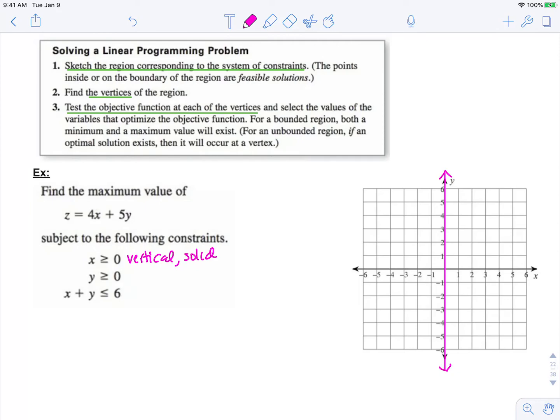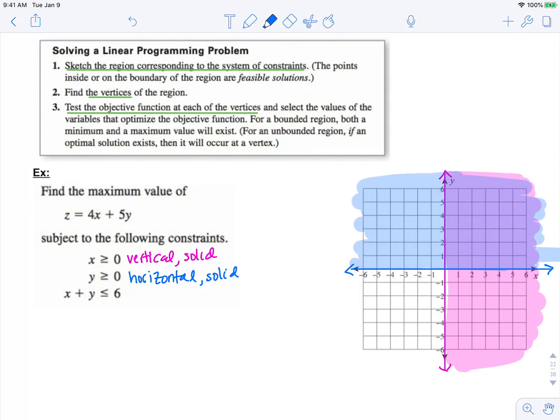And if I do a tester point, I'll see that I need to shade to the right of this vertical line. Then next I have y is greater than or equal to 0. That's a horizontal solid line going through where y is 0. And if I do a tester point, I see I need to shade everything above this line.